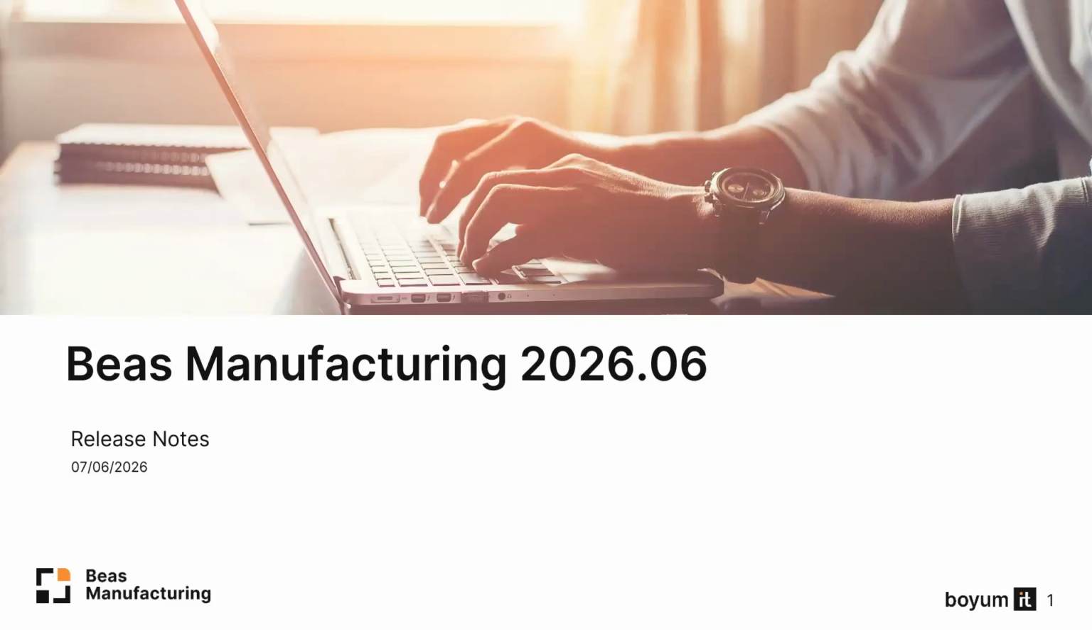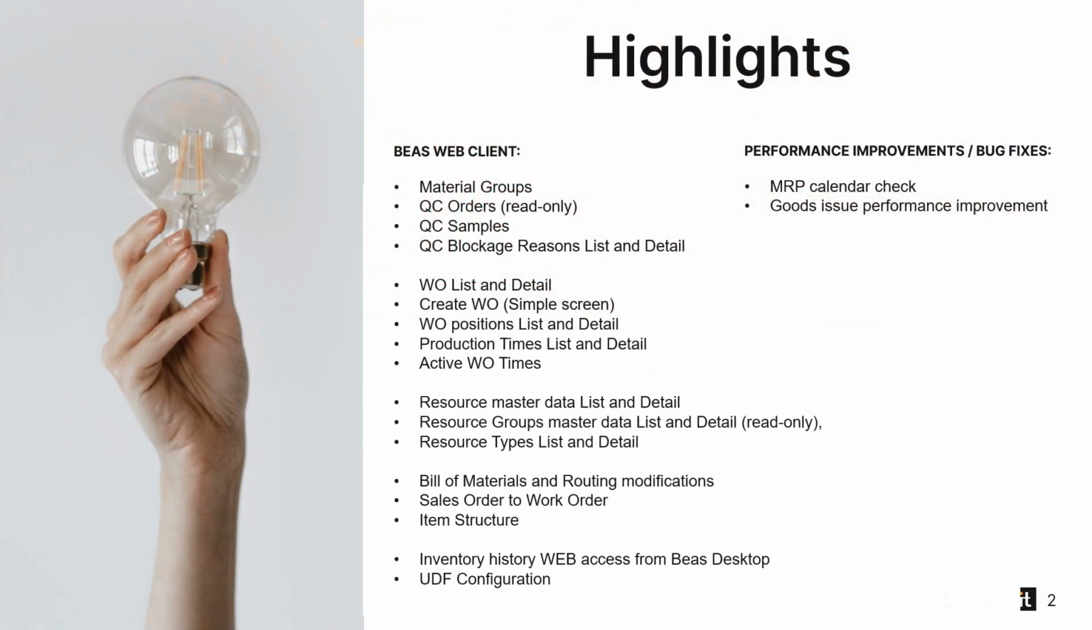Hello and welcome. In this video we're going to look at all the major improvements and fixes of Beas Manufacturing 2026.06. In this version we concentrated further on the development and implementation of our new web client. We are delivering a long list of new views in the area of work orders, resources, quality control and many more. Let's see all these in detail.